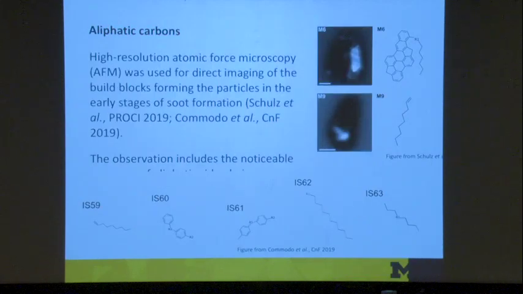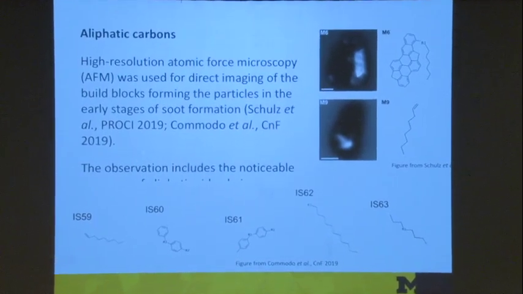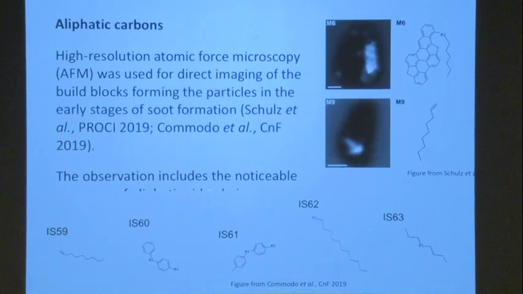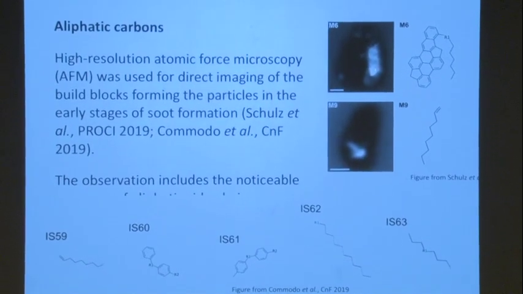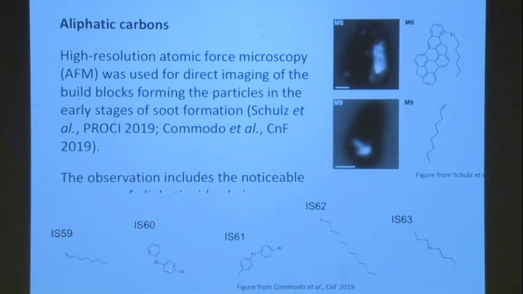Another thing is aliphatic carbon. This is AFM, and this is a very recent paper by an Italian group, basically. Sorry for the text here. What they saw is that using AFM, they were able to image some of the PAHs. They have tails on the side here. So there is a core that is very condensed, but there are also tails.